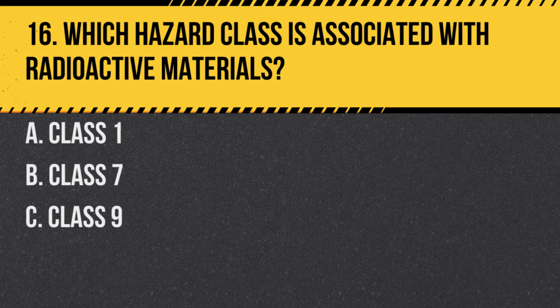Question 16. Which hazard class is associated with radioactive materials? A. Class 1. B. Class 7. C. Class 9. Answer: B. Class 7. Radioactive materials fall under this class.